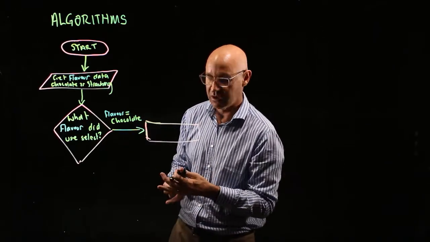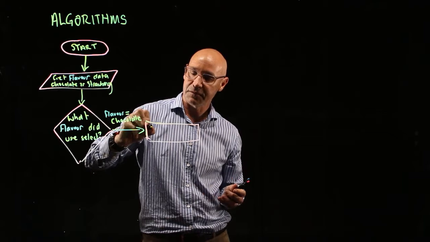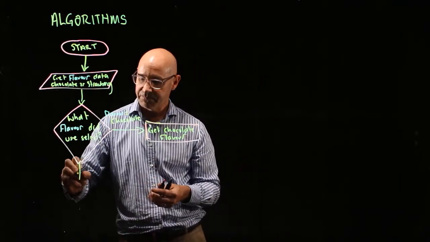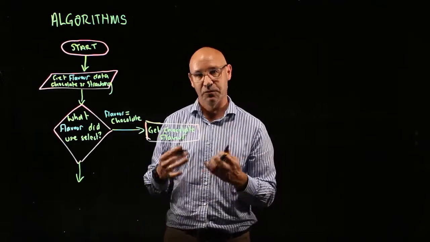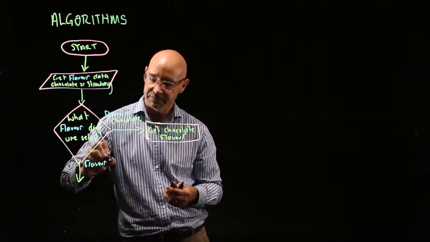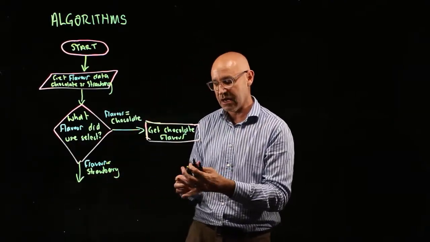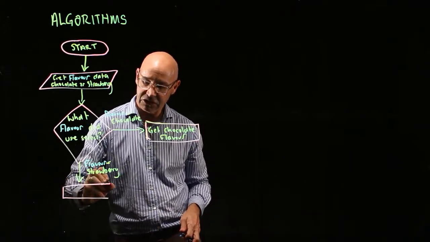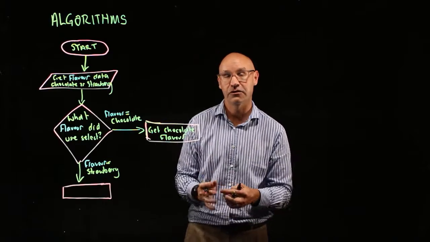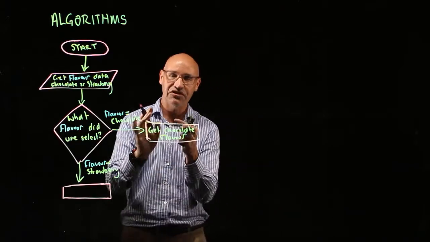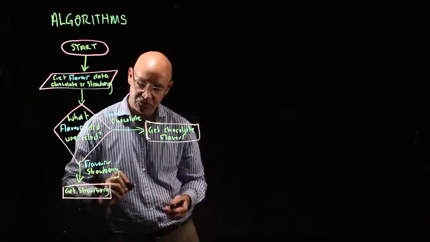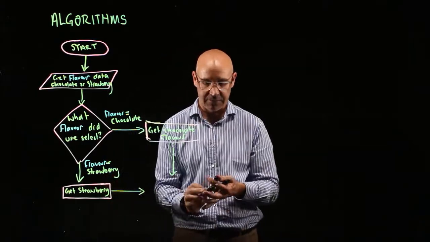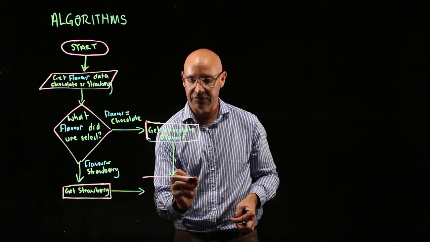If the flavour variable is chocolate, we need to get the chocolate flavour. And if the flavour variable was strawberry, we need to then get the strawberry flavour. Now, this shape here, this normal rectangle, is called a process, and they're just the simple steps. Get strawberry. Now it comes back together here, because all of the steps after this are the same regardless of our flavour.